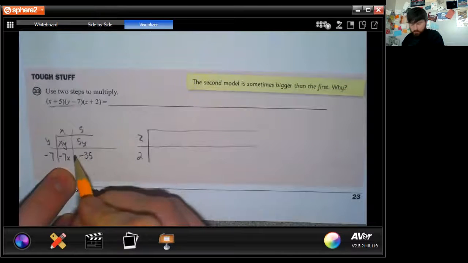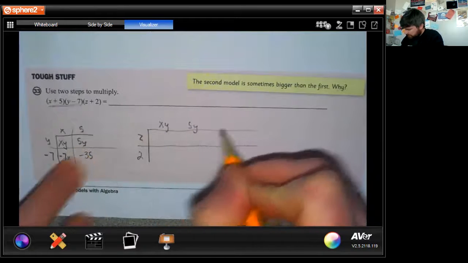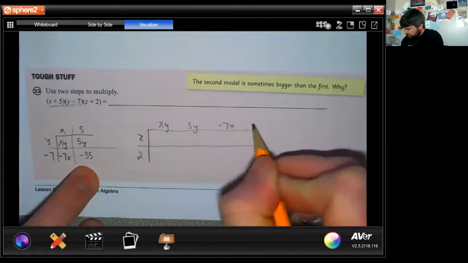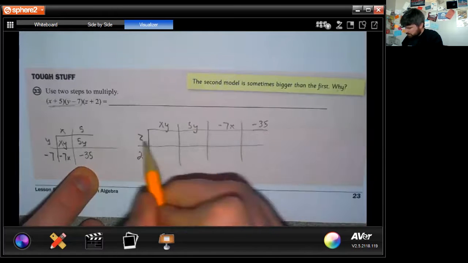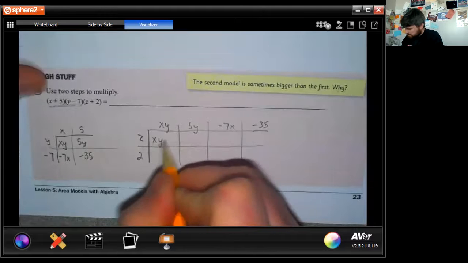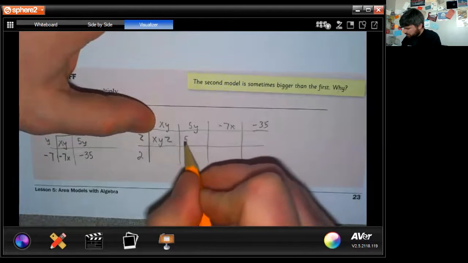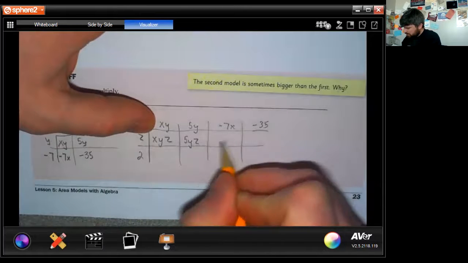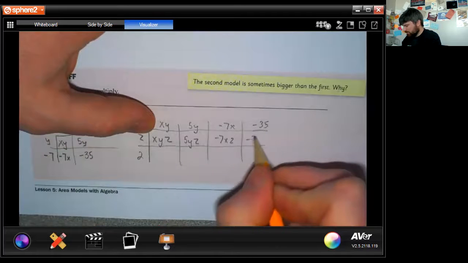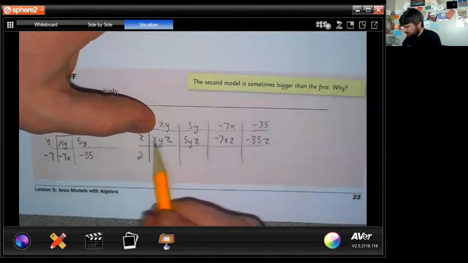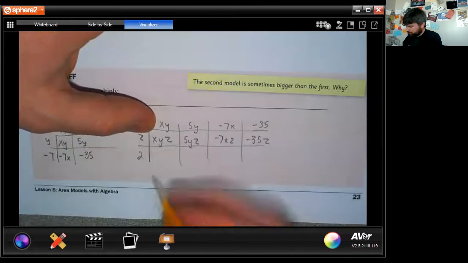Well, here I have 4 different terms. So I have xy, 5y, negative 7x, negative 35. Okay, so z times xy is xyz. I'll just do this whole first row. Z times 5y is 5yz. Z times negative 7x is negative 7xz. Z times negative 35 is negative 35z. Notice I don't have anything that has the exact same letters in it. So these will all be separate.